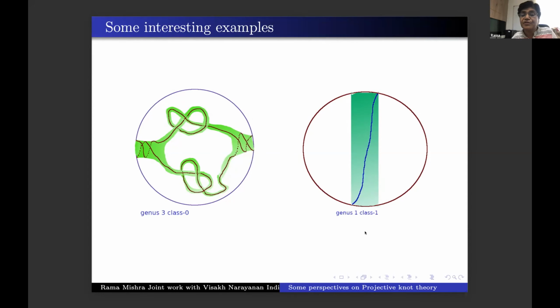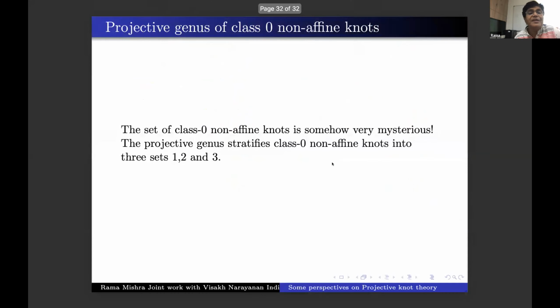And this is a picture for a genus 1 class 1 knot. It's a projective line. So actually we shouldn't say it's an unknot, but this is just a picture showing that if you take a cylinder like this, the inverse image is going to have genus 1. But we know that if it is a line, a projective unknot, then you can have another good surface whose inverse image has genus 0. So that's not really minimal.